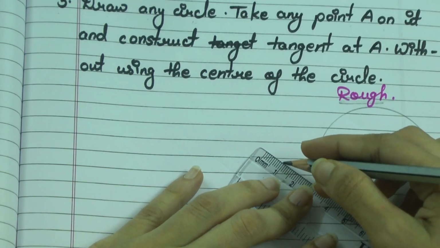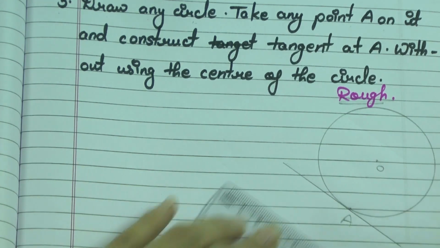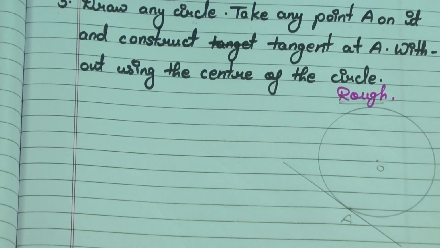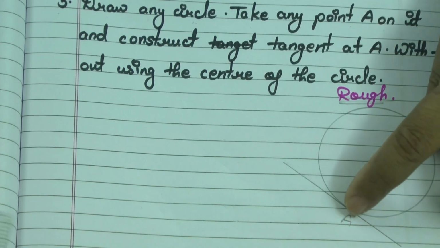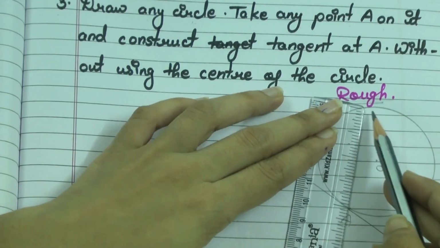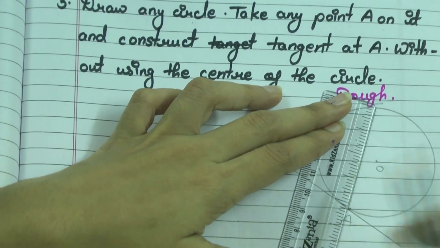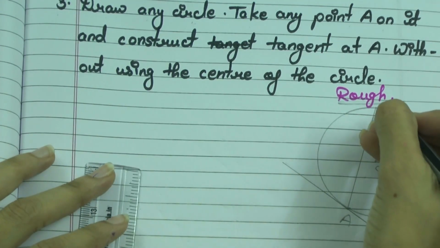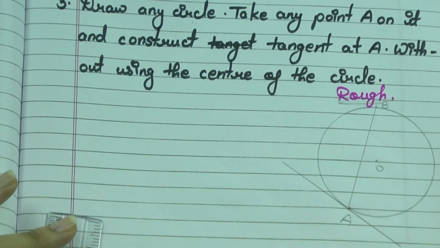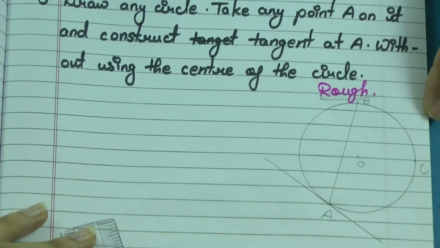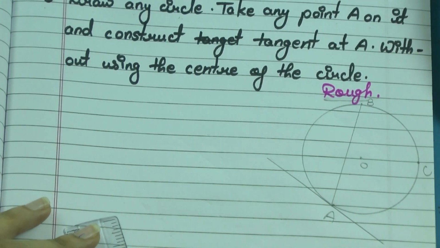Rough diagram it is, children. We have to do this without using the center of the circle. We are not supposed to use the center of the circle as we did previously. So for that, children, we will be drawing a chord AB of any length. Label it as B and take a point C. Join AC and BC.